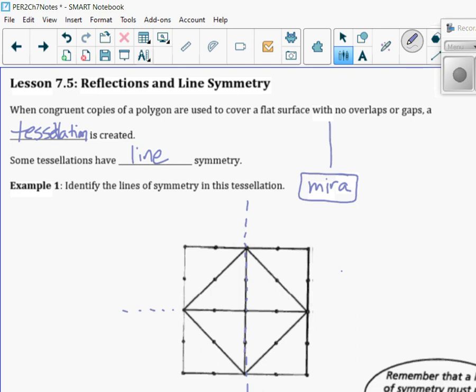Then I can do it horizontally. We'd get the same thing. Then we could go from corner to corner. So that means I have 4 lines of symmetry.